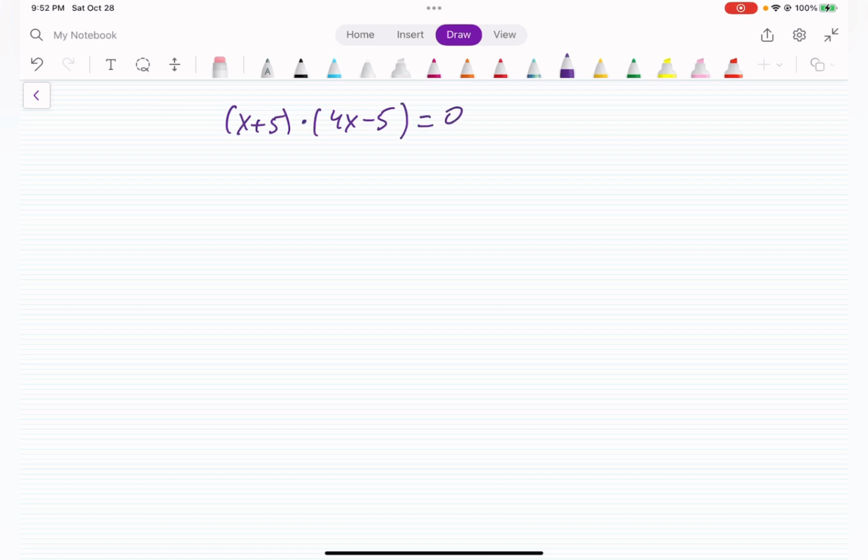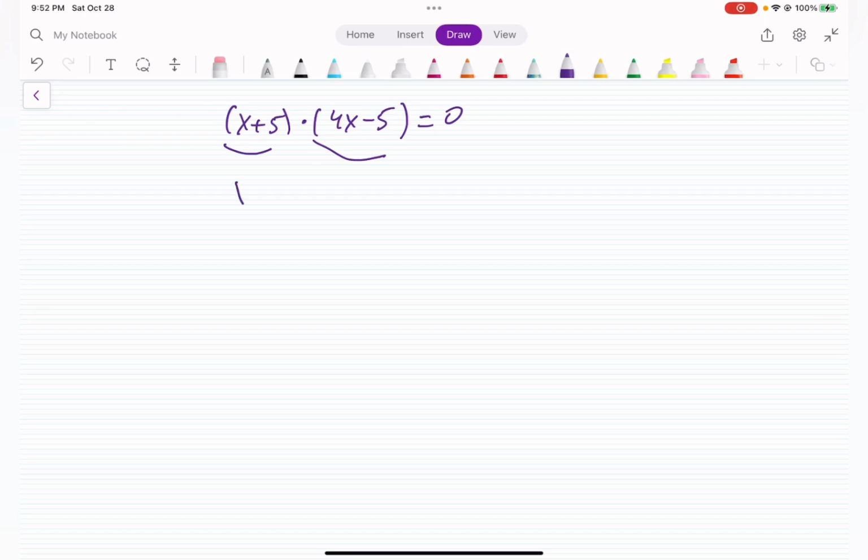When a product is equal to 0, that means either the first term is equal to 0 or the second term is equal to 0. One of them has to be 0, so when you multiply, you get product 0. Both of them cannot be equal to 0. In algebra, it doesn't work. In calculus, it has some special case for 0 times 0.